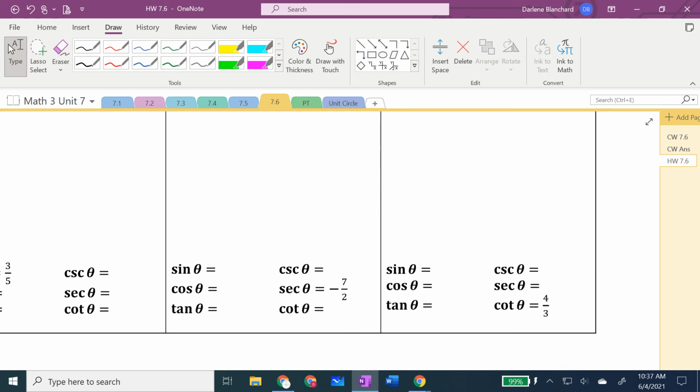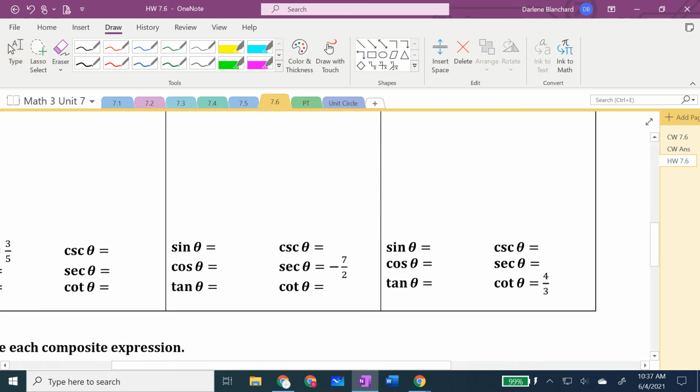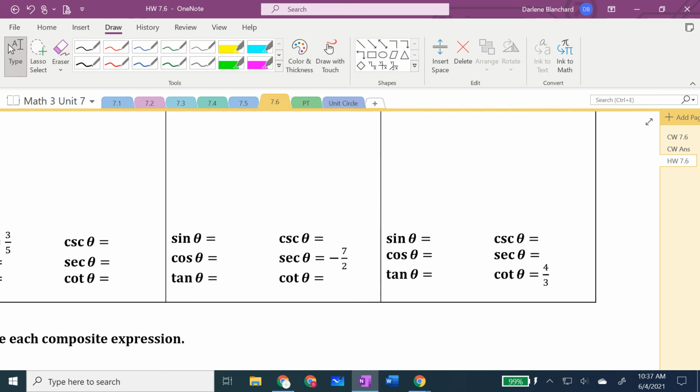So I want to make sure that you understand that you can create all of this if you just remember SOHCAHTOA, sine being opposite over hypotenuse, cosine adjacent over hypotenuse, tangent opposite over adjacent. And who are their reciprocal trig functions? Sine's reciprocal is cosecant, cosine's reciprocal is secant. But tangent and cotangent are also reciprocals, and that's easier to remember than the other ones.